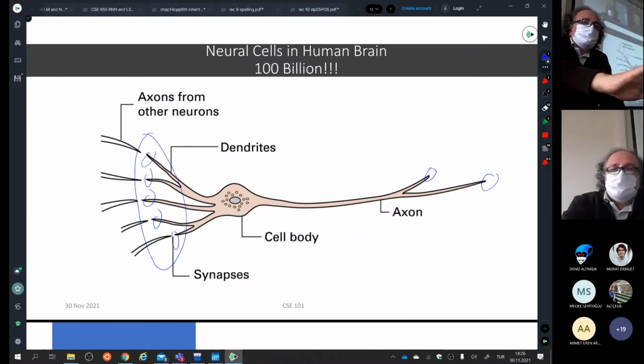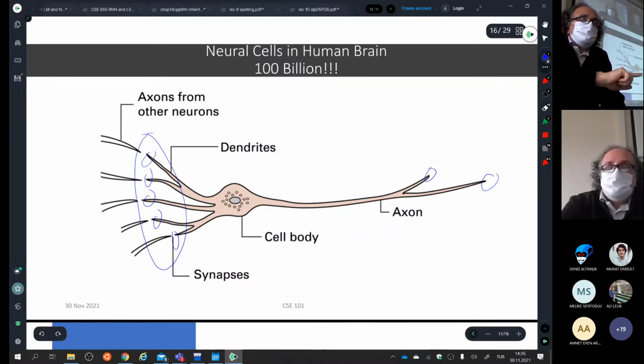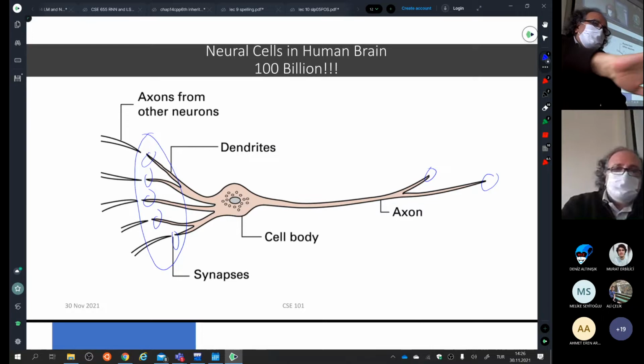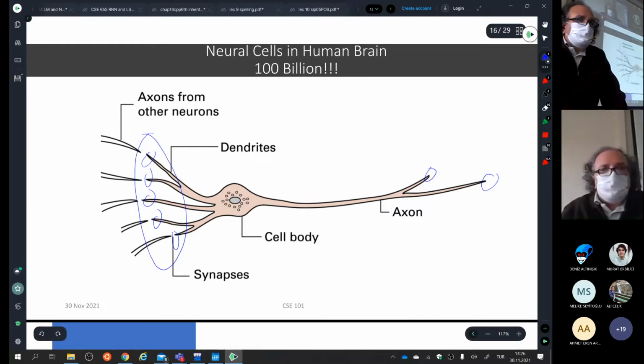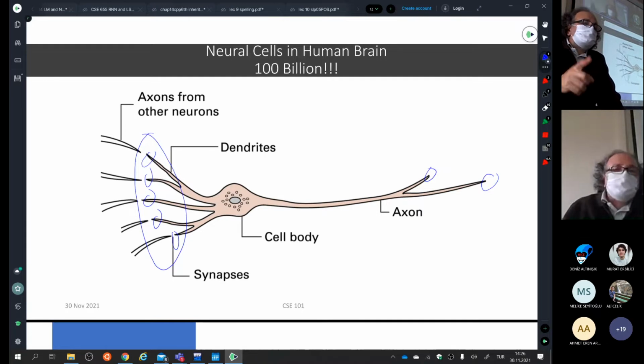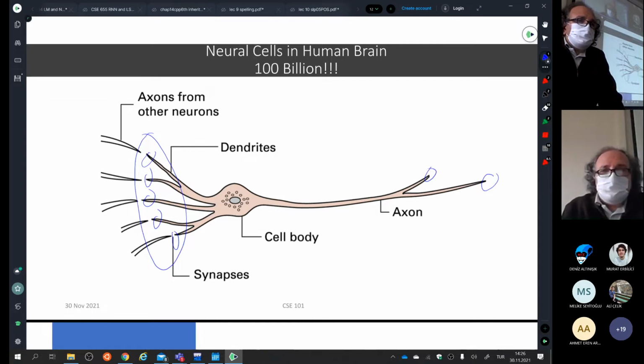Most of the time, these cells modify their behavior depending on what you have observed. And the observation starts the first day you were born. No, observation starts way before you were born, right? People learn in their mother's belly. They start learning stuff, and they continue learning until they die. They change their behaviors. So why don't we do the same thing with the computer?